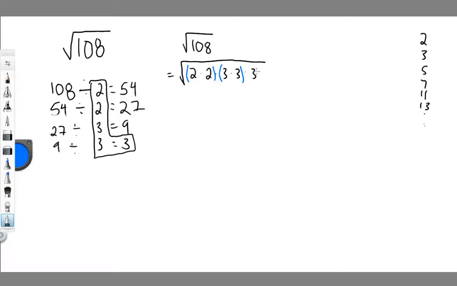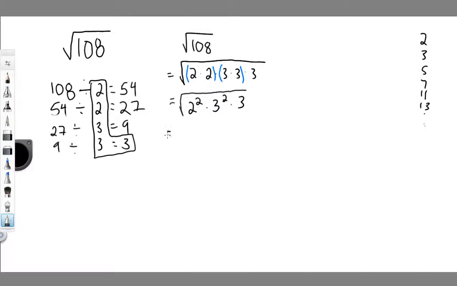It doesn't matter that we got something left over. That's going to happen every single time when it's not a perfect square. So there's my 2 identical groups. Now we can rewrite this as the square root of, inside this set of brackets is 2 times 2, so that's 2 squared, times, inside this set of brackets, 3 squared, times 3.